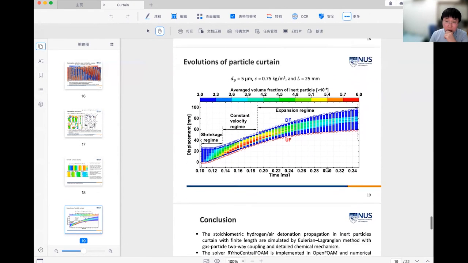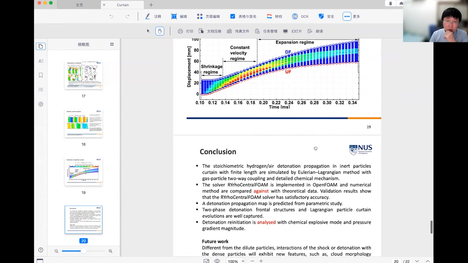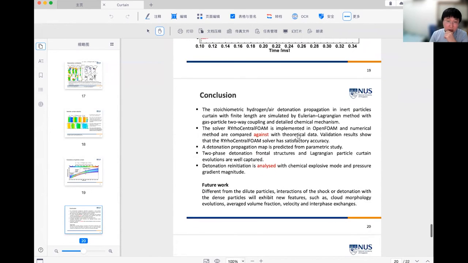So the above research work has been introduced, and we can draw some key conclusions. In this talk, the hydrogen-air detonation propagation in an inert particle curtain with finite length is simulated by the Euler-Lagrange method with gas-particle two-way coupling and detailed chemical mechanisms. The solver averageCenterForm is implemented in OpenFOAM, and the numerical methods are compared against theoretical data. The results show that the average center form has satisfactory accuracy.